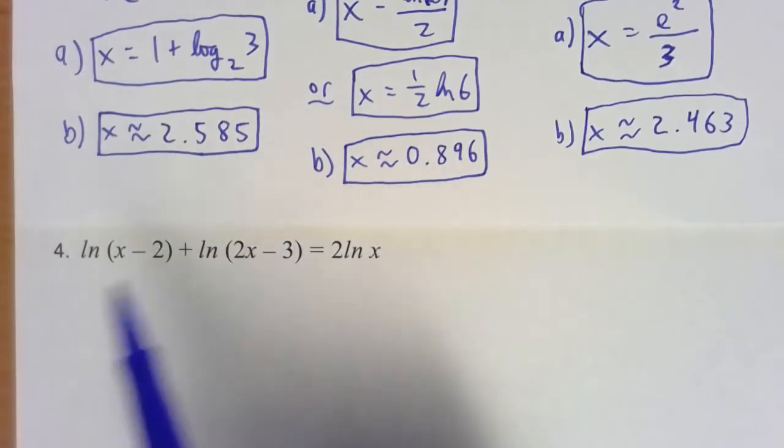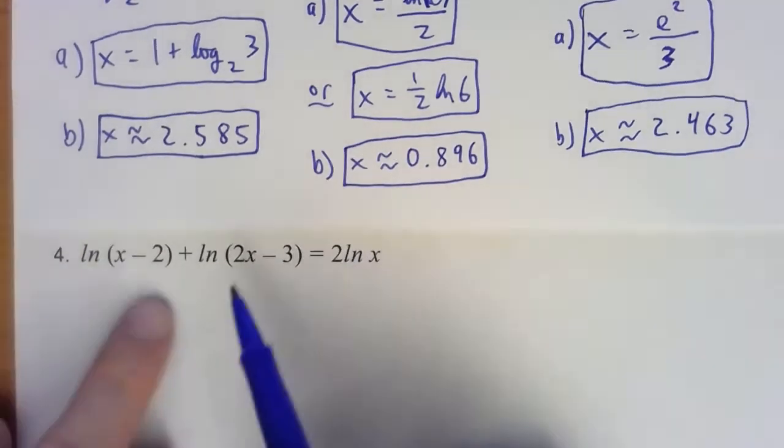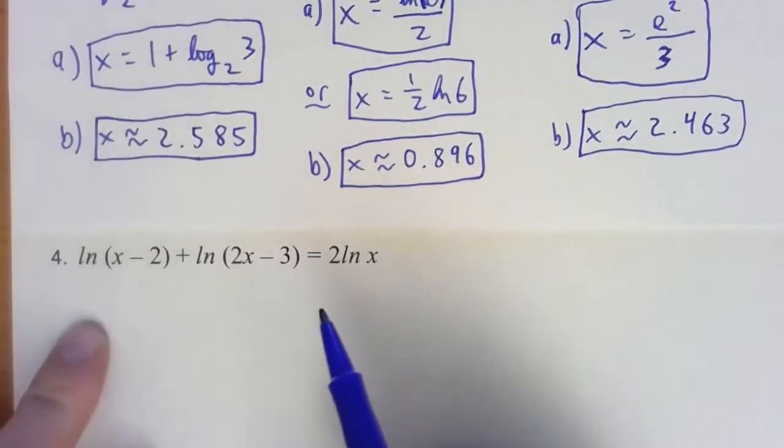Make sure you realize you're not allowed to divide by natural log. Right? You're allowed to divide both sides of an equation by the same number. ln is not a number, it's a function. If you can't divide by square root, then you can't divide by log. Okay? So we can't divide by log, so what we have to do here is use those log properties.